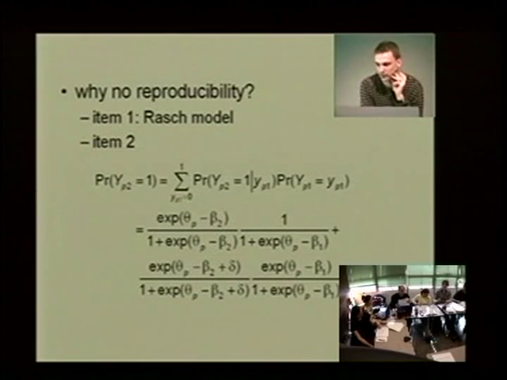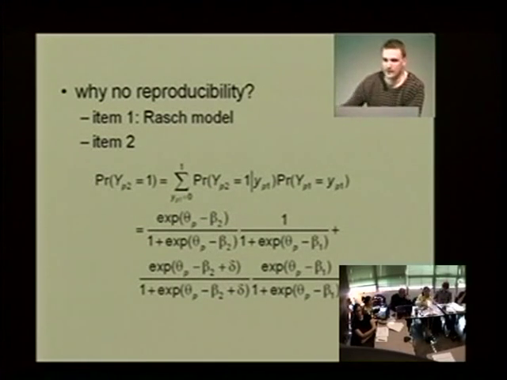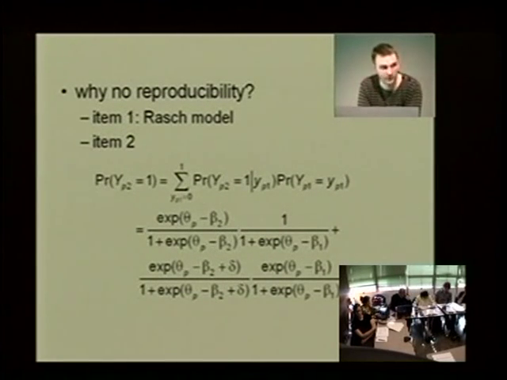So why no reproducibility? Well, in this recursive model for the first item, we have a Rasch model. That's fine. We all want to work with Rasch models. We know that the item parameters, the betas in the Rasch model, are easily interpreted as difficulty parameters. Rasch models have these logistic curves. So we want to work with Rasch models. And for the first item, that's fine. We have a Rasch model.